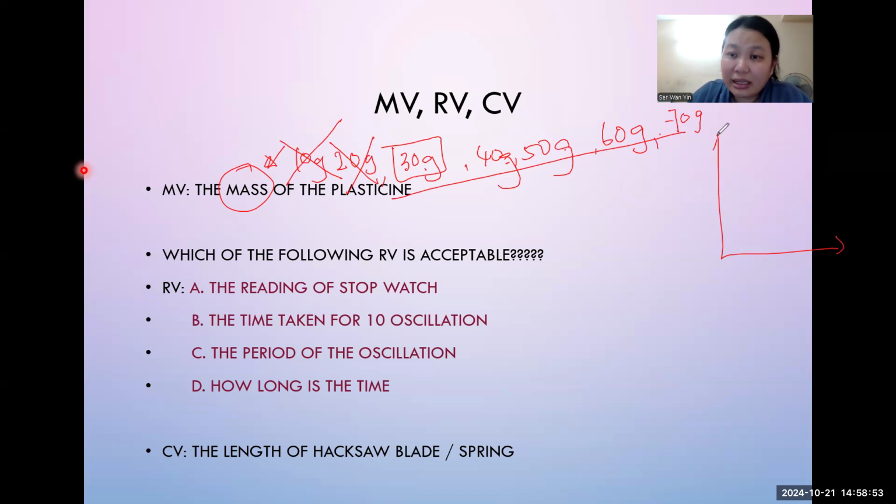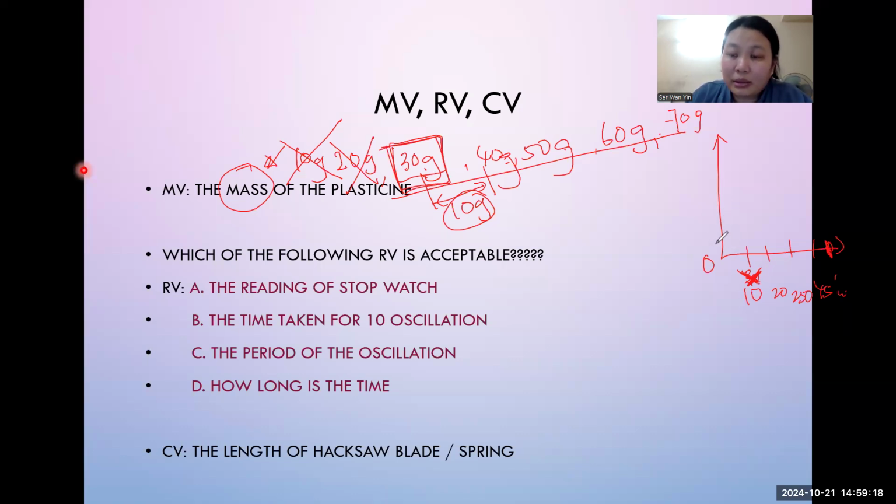Means your graph cannot start with 30. Graph starts with the differences. 30, 40 means the difference is 10. Please start with 10, 20, 30, 40, 50. Understand? Do not start with 30.